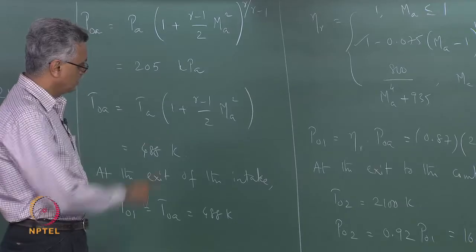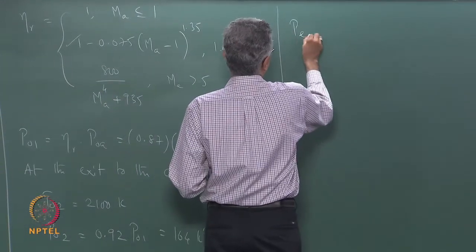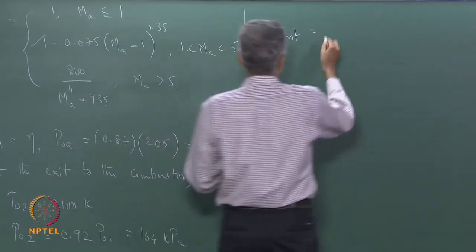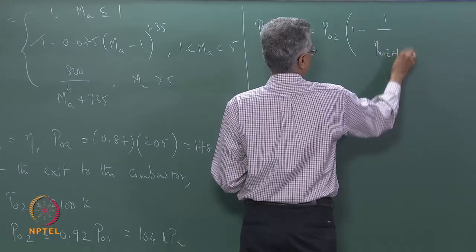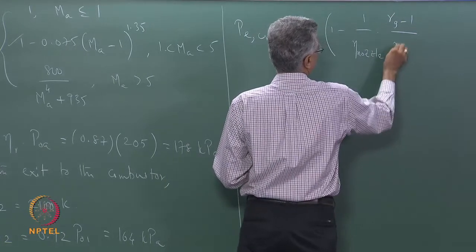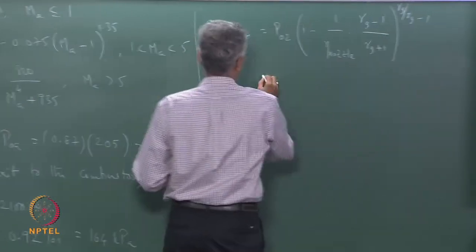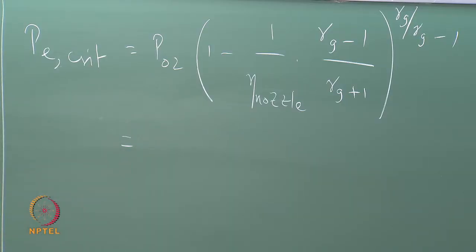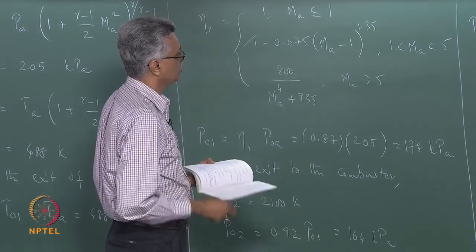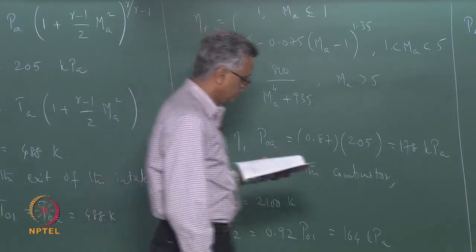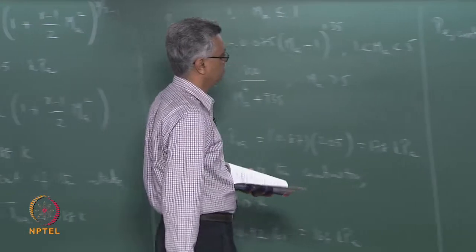So now we have come to the nozzle. This is the stagnation pressure at entry to the nozzle. So let us evaluate the critical pressure. PE critical is given as P02 times 1 minus 1 over eta nozzle times gamma g minus 1 divided by gamma g plus 1, the whole thing raised to the power gamma g over gamma g minus 1. Eta nozzle is given in the problem statement to be 0.97. Gamma g is also given. If you substitute the numbers, we get the critical pressure to be 86.86 kilopascal, or 87 kilopascal approximately.